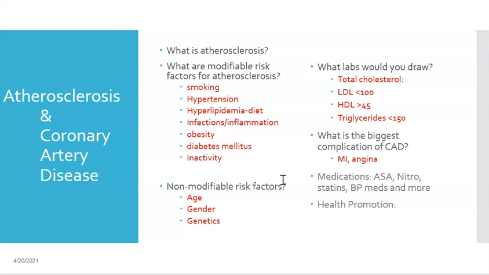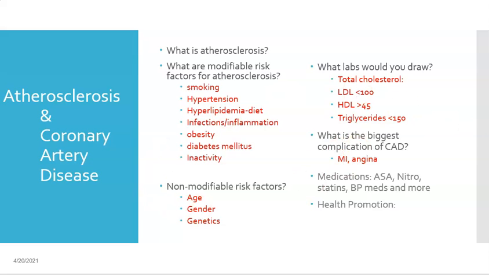Atherosclerosis and coronary artery disease. So know what it is. We've got a hardening of the arteries. Modifiable risk factors are going to be your smoking, your hypertension, your high-fat diet, infections, inflammation, your weight. So anybody with obesity, oh gosh, those poor diabetics, they're at risk for everything, and inactivity. Non-modifiable risk factors, of course, are your age, your gender, and your genetics.